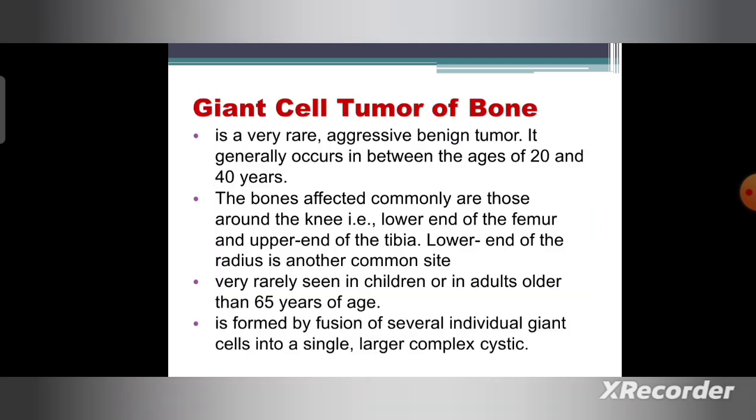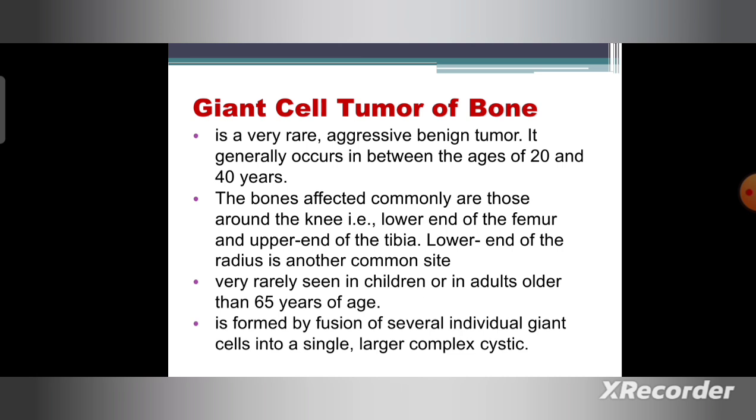Next is giant cell tumor of bone. It is a very rare, aggressive benign tumor. It generally occurs between the ages of 20 and 40 years, and the bones commonly affected are those around the knee, that is the lower end of the femur and the upper end of the tibia. The lower end of the radius is another common site. It is very rarely seen in children or in adults older than 65 years of age.